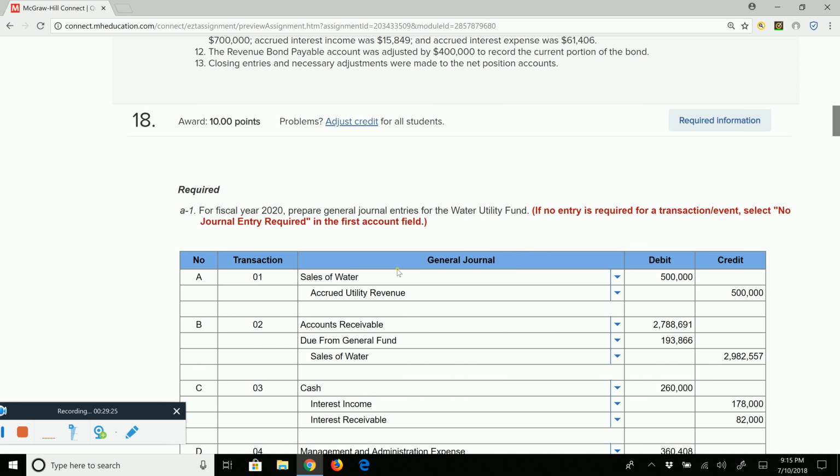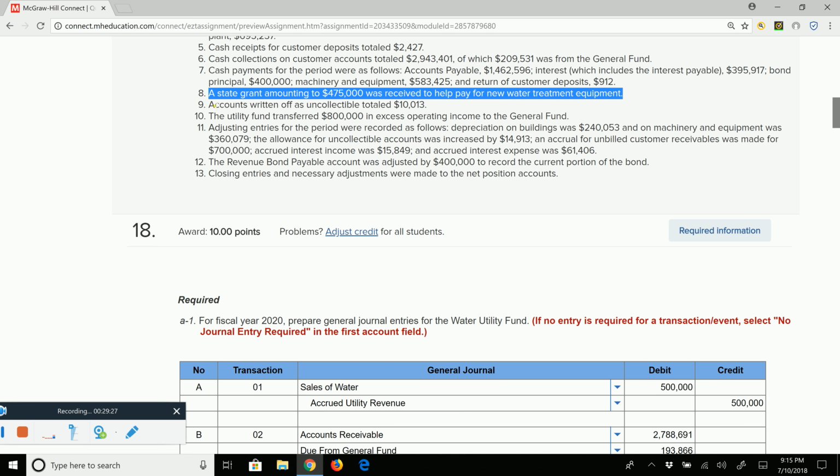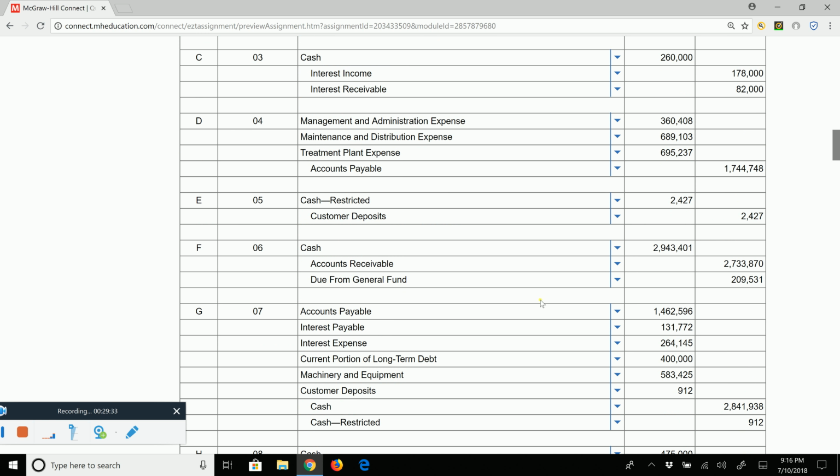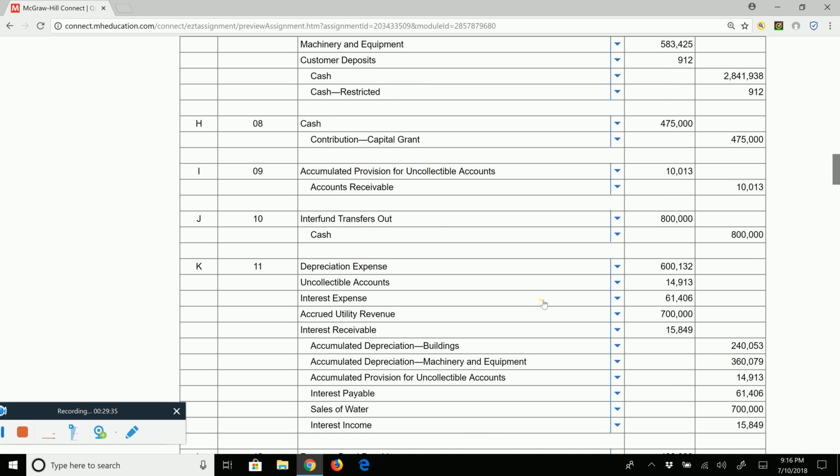Okay, number 9. We are writing off some accounts receivable. $10,013. So the journal entry, as you've learned in your other accounting classes, we will debit the contra receivable, the allowance for doubtful accounts, or in this case, we call it the accumulated provision for uncollectible accounts. And we're going to write off the receivable with a credit.